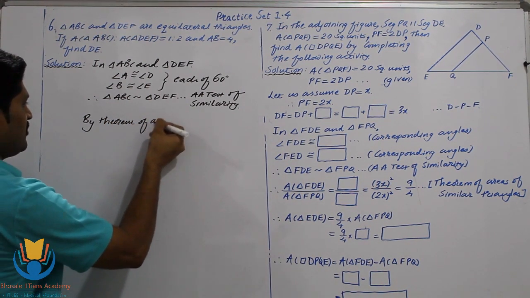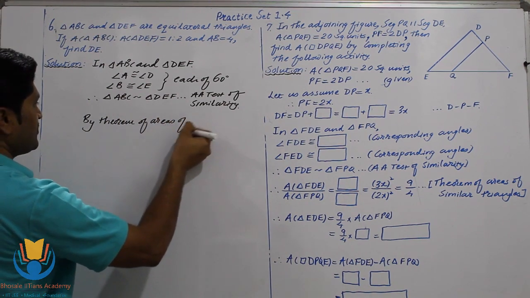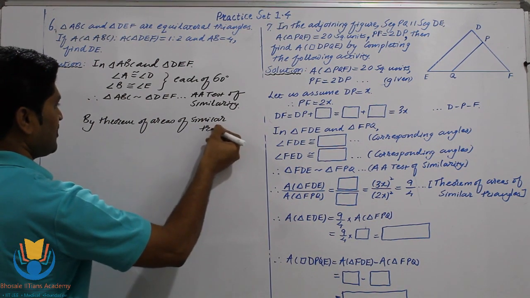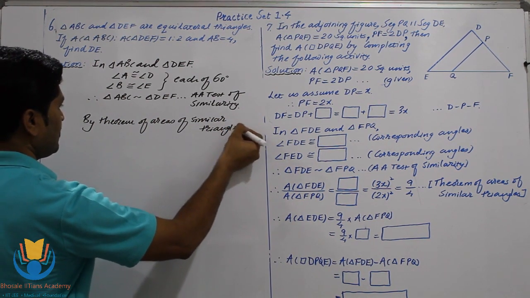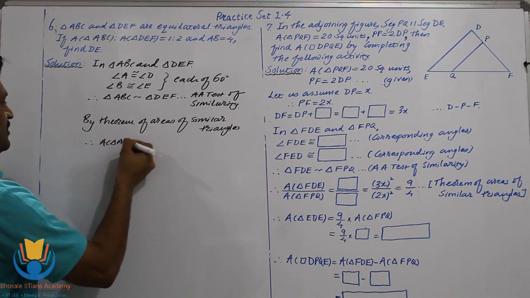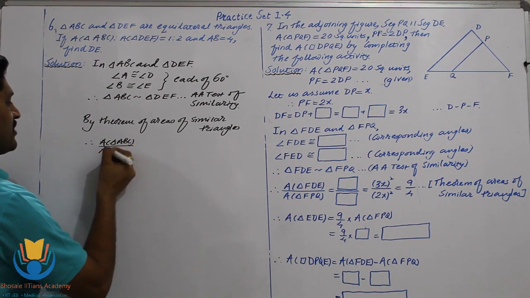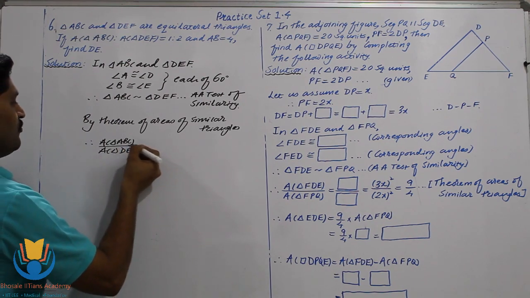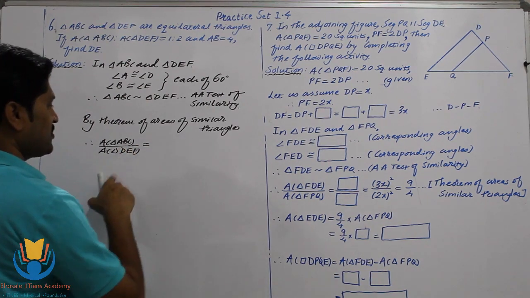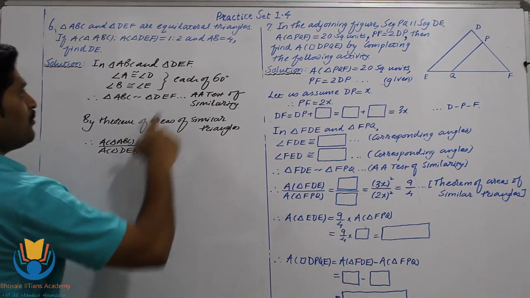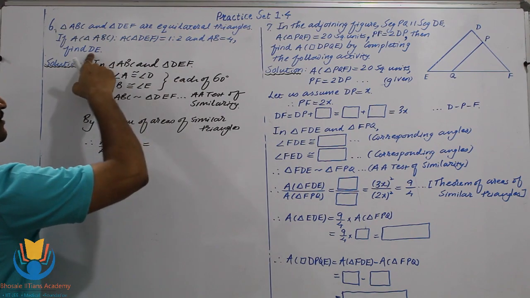By theorem of areas of similar triangles, therefore area of triangle ABC upon area of triangle DEF will be equal to either AB square by DE square or BC square by EF square or AC square by DF square. But the value of AB is given and DE is to be found out.